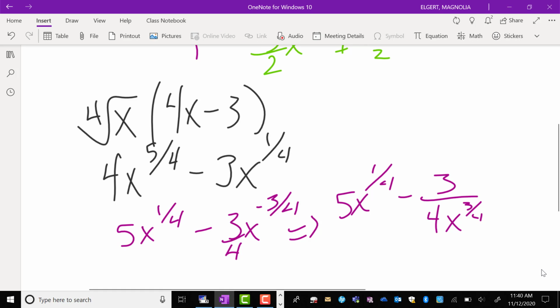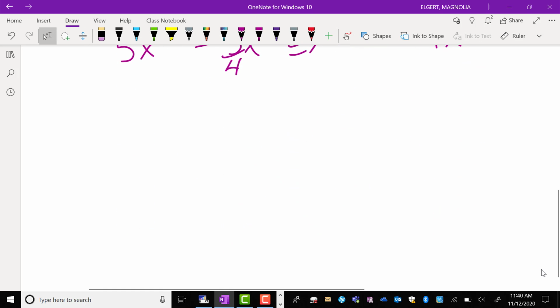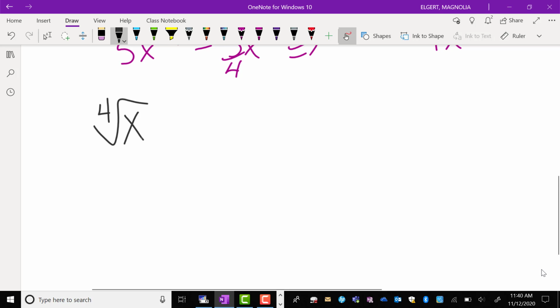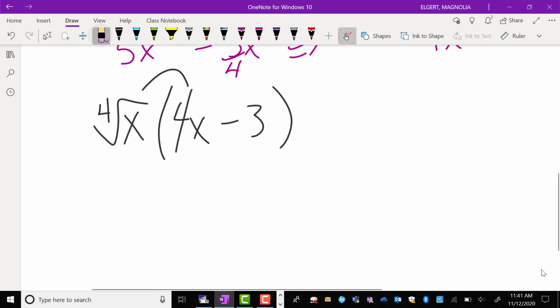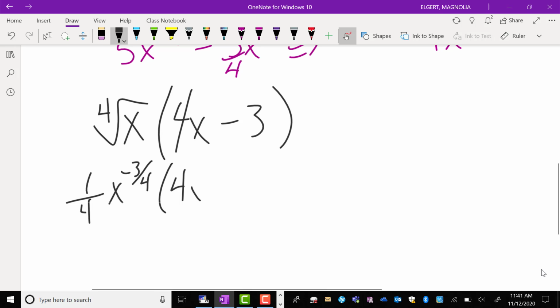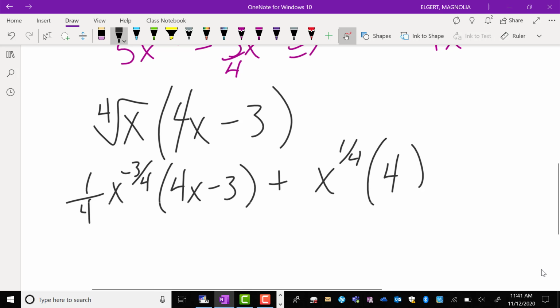Again, if I did that same problem, so I have that 4th root of x times 4x minus 3. If you're going to use the product rule, you take the derivative of this, which is 1/4 x to the negative 3/4 multiplied by 4x minus 3, plus x to the 1/4, we keep it, times 4. And then you would simplify and distribute.